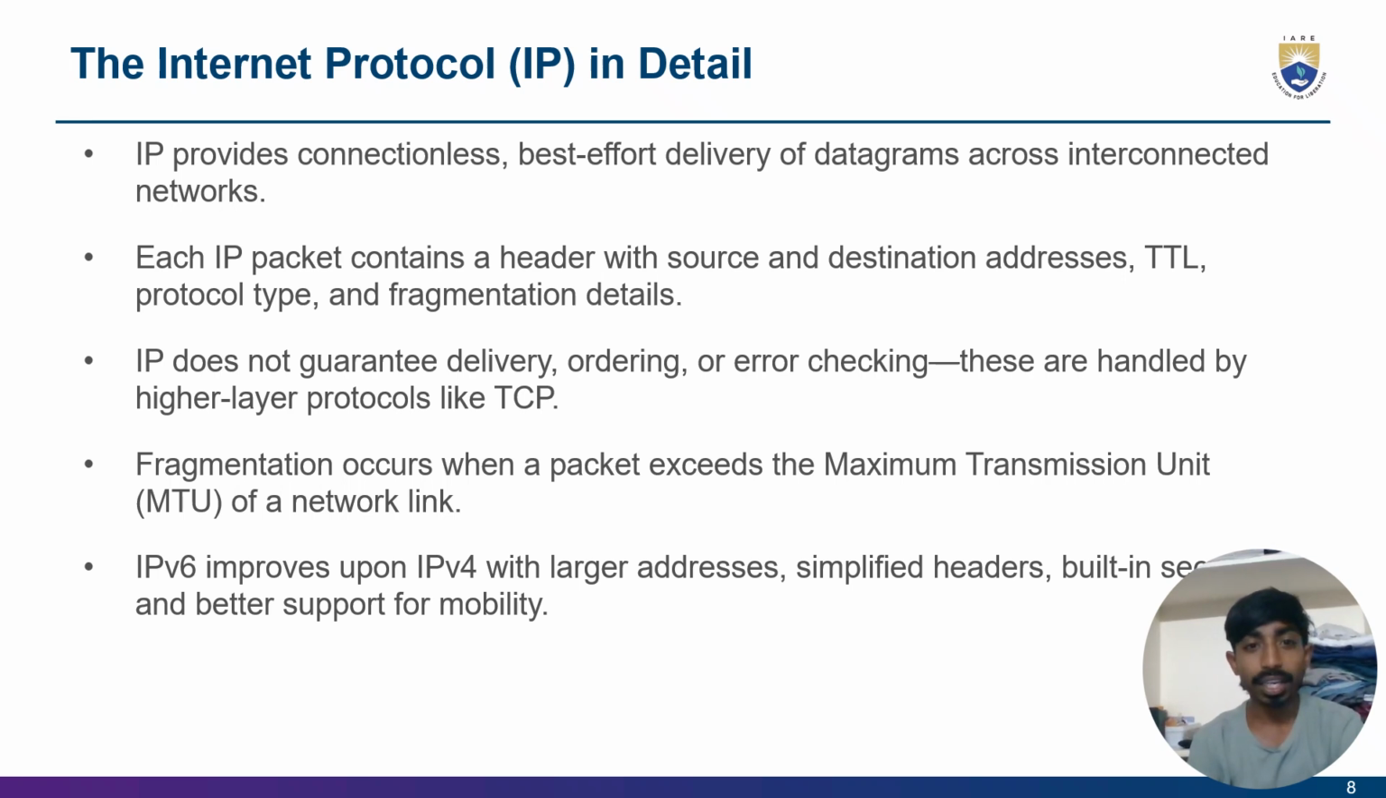The Internet Protocol in detail. IP provides best effort delivery of datagrams across interconnected networks. Each IP packet contains a header with the source and destination addresses, TTL, protocol types, and fragmentation details. IP does not guarantee delivery order or error checking. These are handled by higher layer protocols like TCP. IPv6 improves upon IPv4 with larger addresses, simpler headers, built-in security, and better support for mobility.